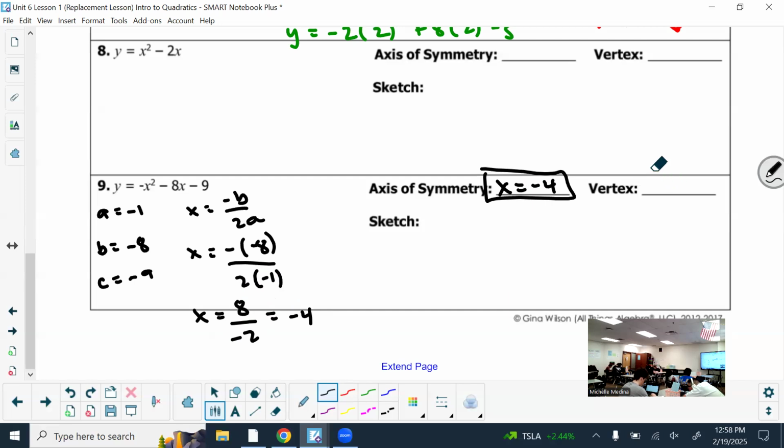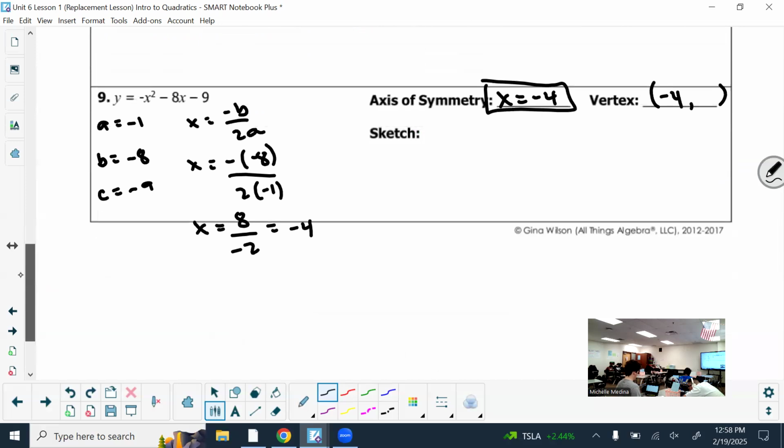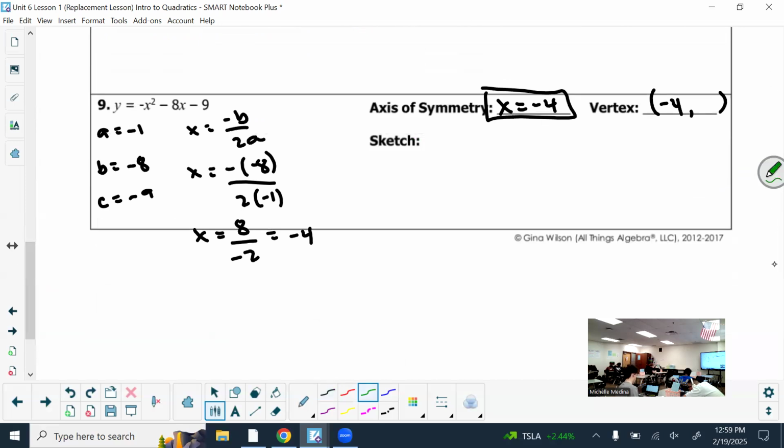Which then gives me the x of my vertex. So now I just need to find my y by plugging in my x value. So I'm going to do that, and then I'll sketch it. So here's my given equation. Anywhere that there's an x, we're going to plug in a -4.